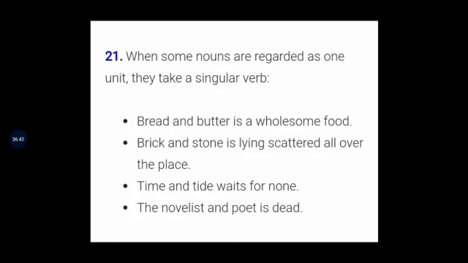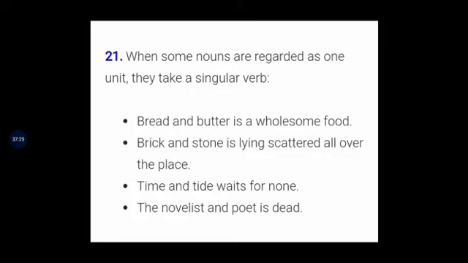Brick and stone is lying scattered all over the place. Brick is one subject and stone is another subject, but brick and stone are regarded as one unit, so we take the singular form of the verb. Time and tide waits for none. Time is one subject and tide is another subject, but it is regarded as a single unit, so we take the singular form of the verb.